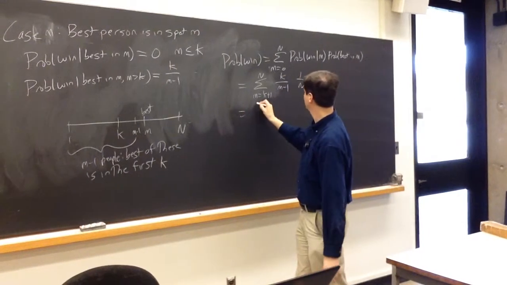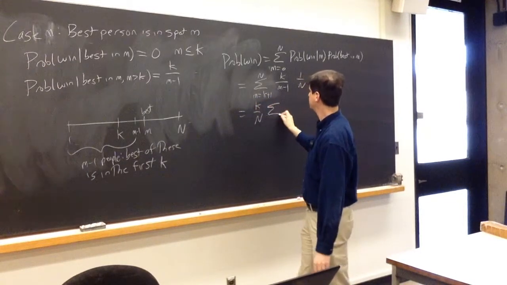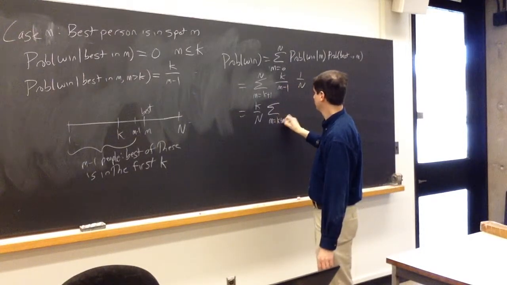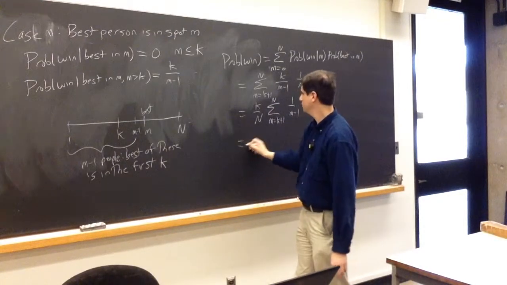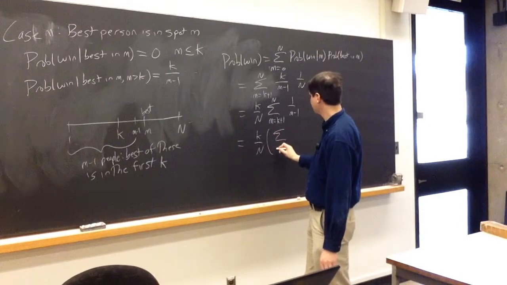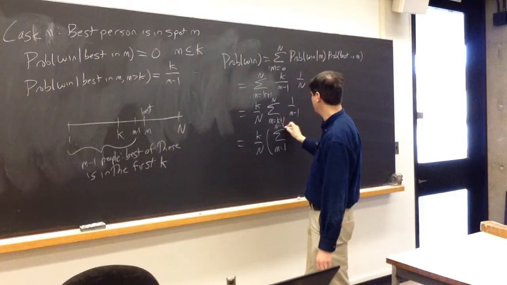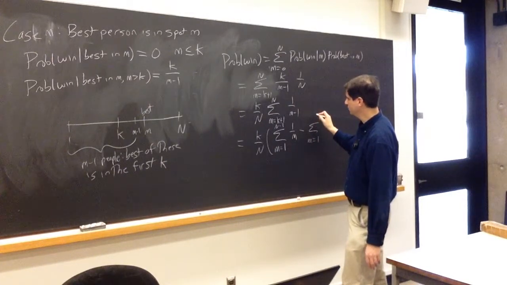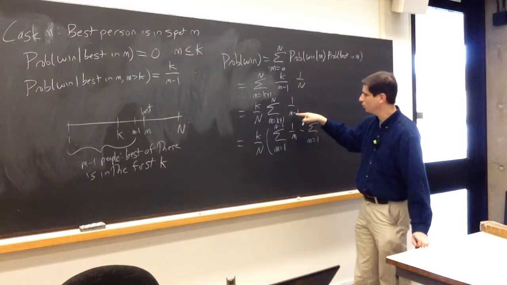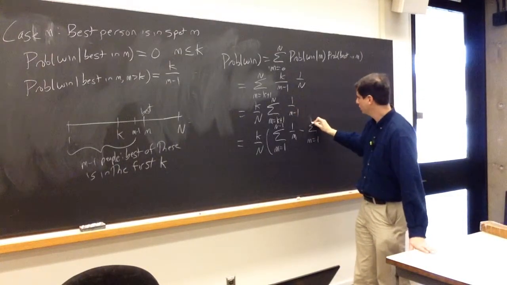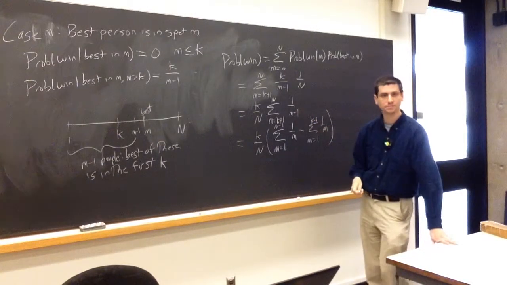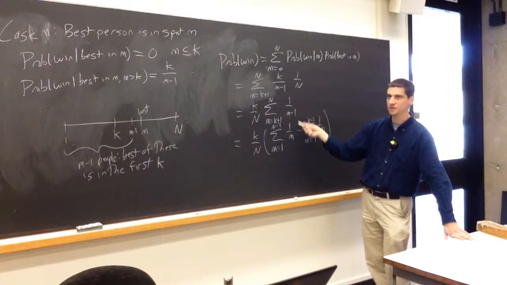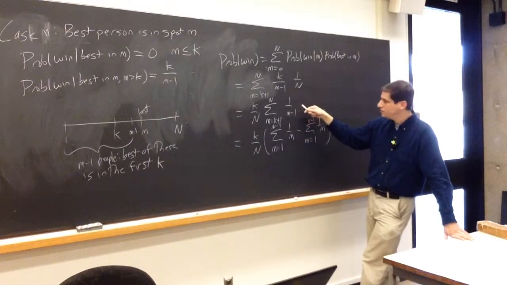So I can pull out a k over n, and then I have a sum, m from k plus 1 to n, of 1 over m minus 1. So this is k over n times a sum, m from 1 to n minus 1 of 1 over m, minus a sum, m from 1 to k, of 1 over m. Let me see if I can do this correctly. The sum starts with a 1 over k plus 1 minus 1, which is 1 over k. So I'm extending the sum all the way down to 1, and then subtracting off what I extended. And I'm just shifting, so instead of m minus 1, I have m. After some algebra, this is what we get.